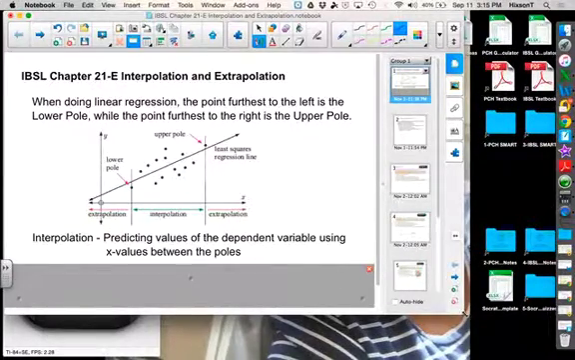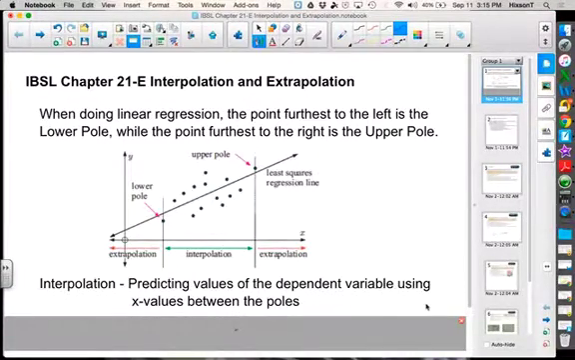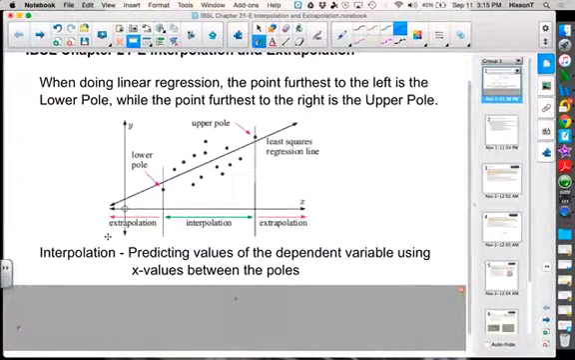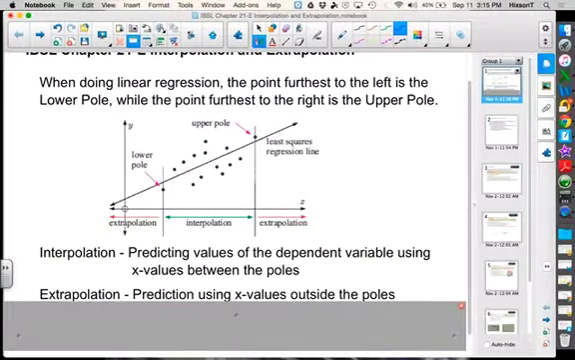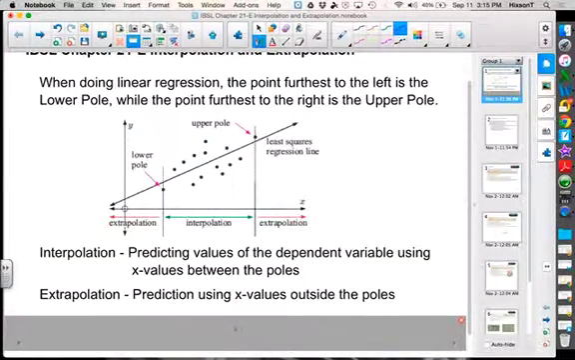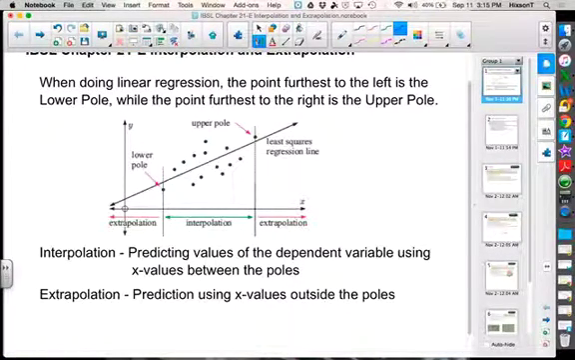Now, extrapolation, blow this up a little bit more. Extrapolation, you can see, is to the left and right of our poles. Here we're dealing with predicting values that use x values that are beyond the poles or outside the poles. Extra meaning beyond or outside of. Okay. We're using x values that are outside of the poles. This is where you have to really be careful.